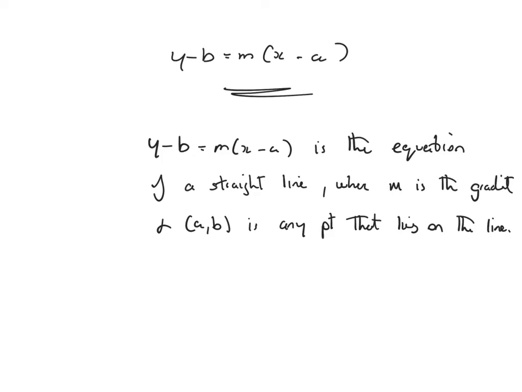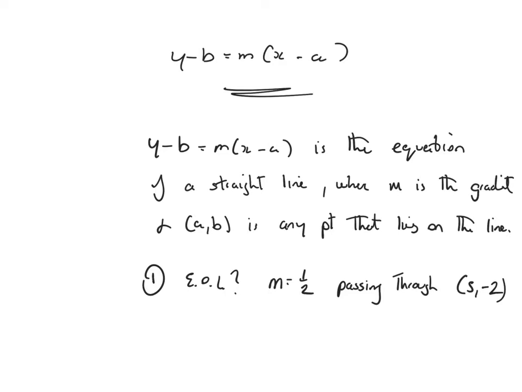Okay, so let's try some examples. Example 1, we're going to find the equation of the line with gradient 1/2, and it's passing through the point (5, -2). Let's first of all label the point. So that's the point (a, b), so there's a and there's b. We know that the gradient is 1/2.